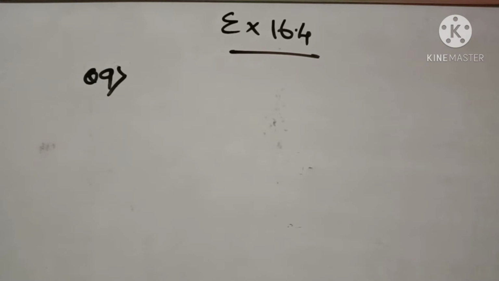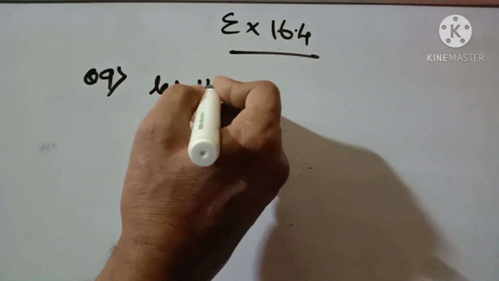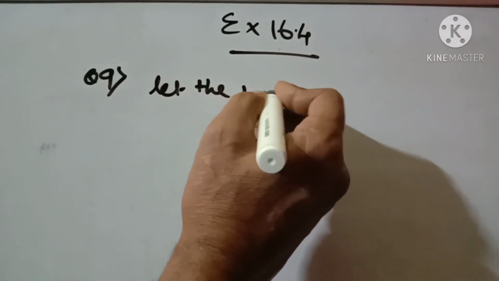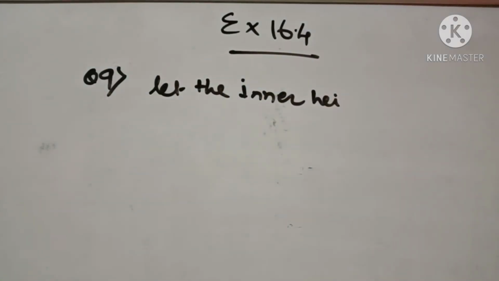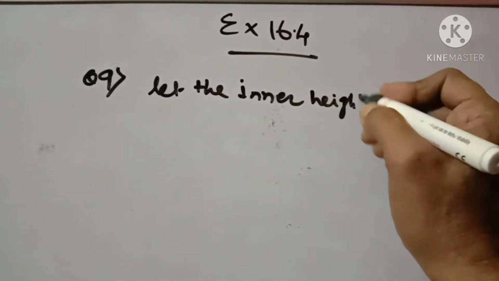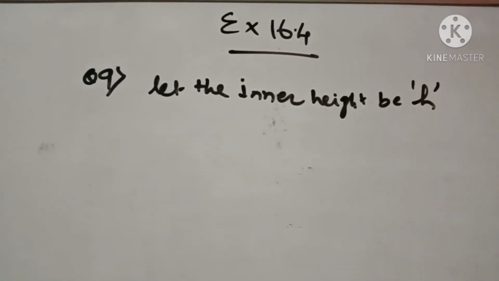Now question number 9. The length of the longest rod which can be kept inside a rectangular box is 17 centimeter, if the inner length and breadth of a box are 12 centimeter and 8 centimeter respectively. Find the inner height. So let the inner height be h.